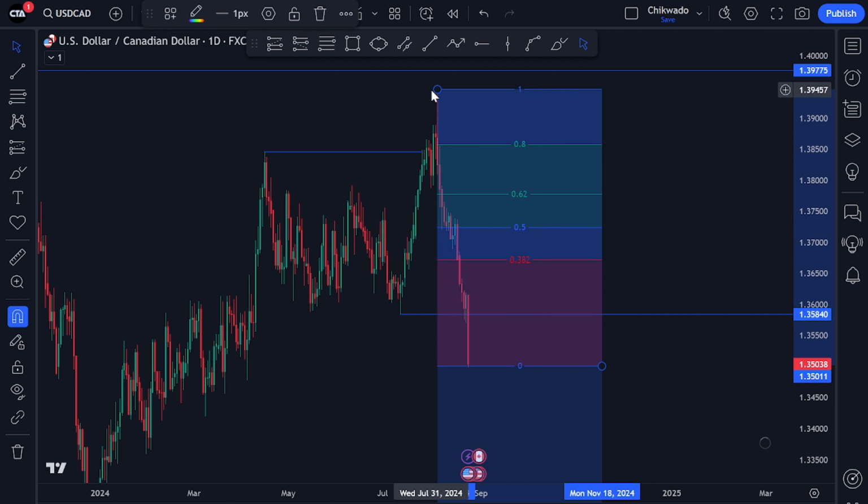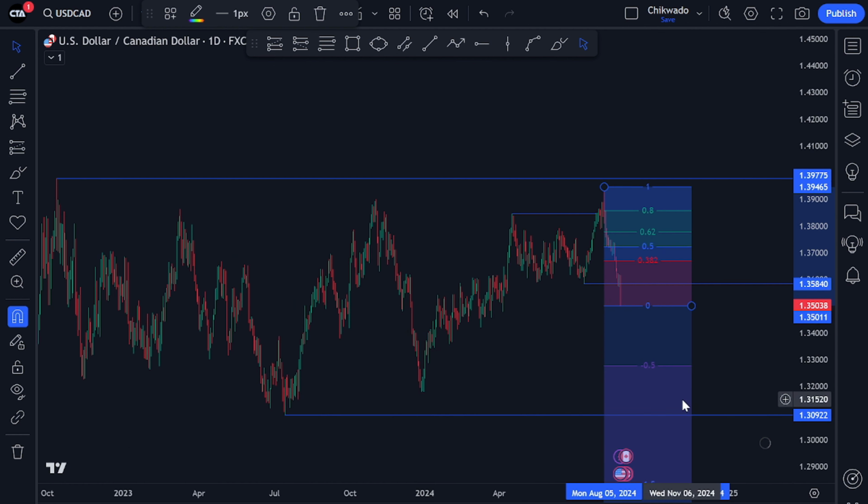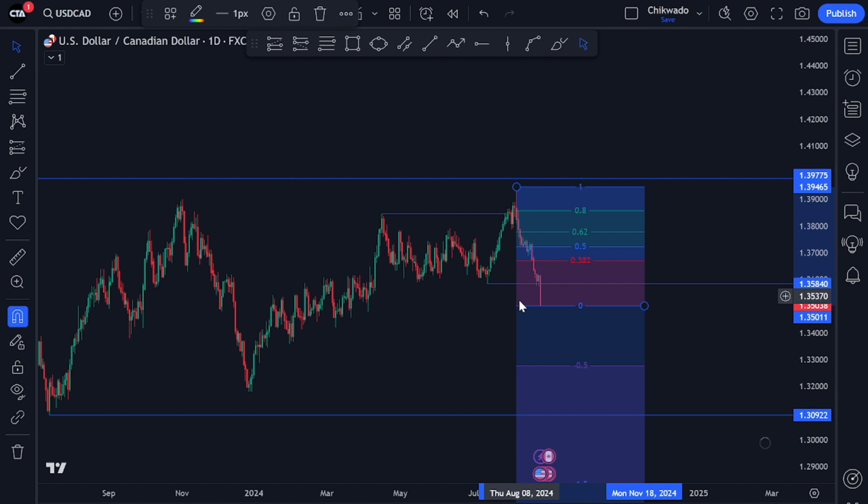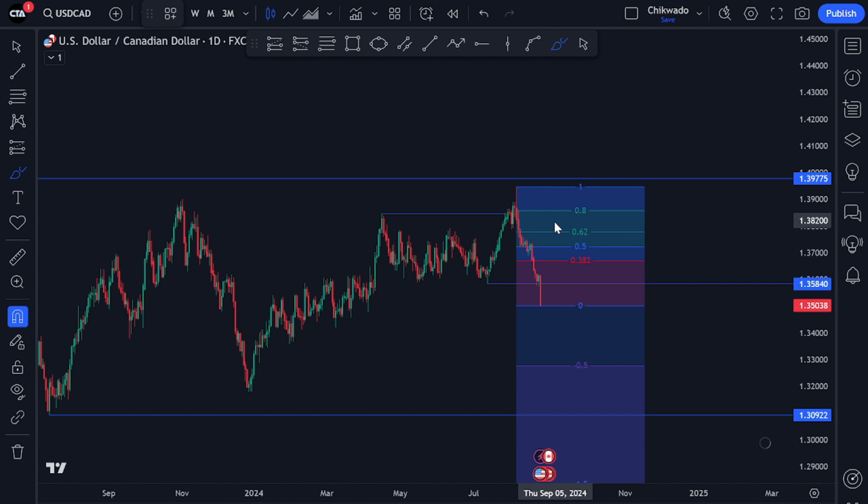So we have this move from here to here. We need to see a pullback at least into 50% discount or maybe into all of these zones again. From there, we can begin to look for the shorts or the sells to the downside. And of course, if for any reason the market invalidates this and trades above, then we're going to be looking at the inverse of that to actually continue the trade to the upside.